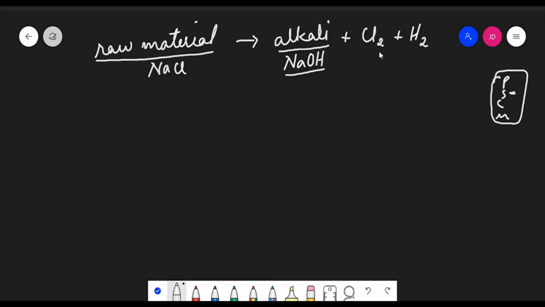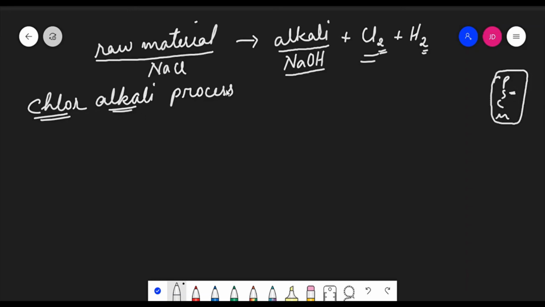I already told you, two meaning what? Gas and gas. This whole process of how we're getting it is what we're going to study under the chlor-alkali process. Why chlor? Because we're getting chlorine here. Why alkali? Because we're getting alkali here.